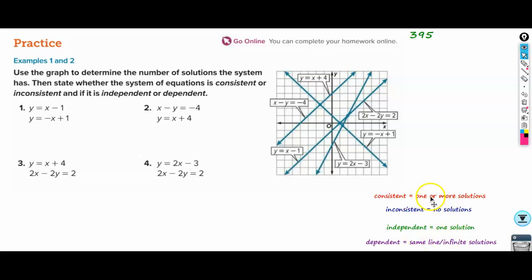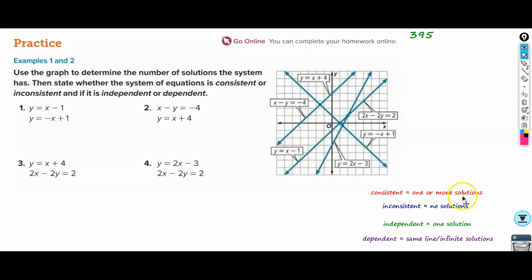So I would recommend keeping this little bit of information with you when you're working on your assignments because I can't even remember all these words. Use the graph to determine the number of solutions the system has, then state whether the system of equations is consistent or inconsistent, independent or dependent.